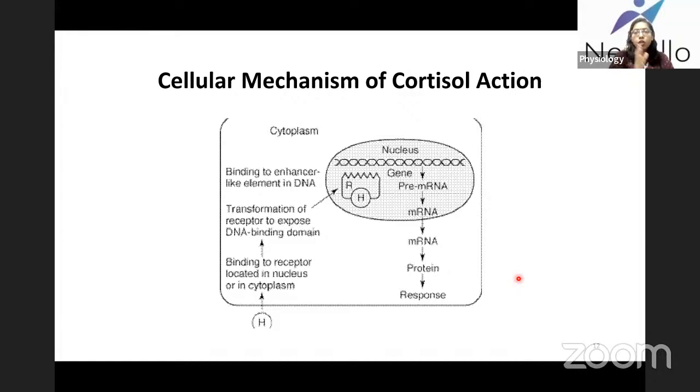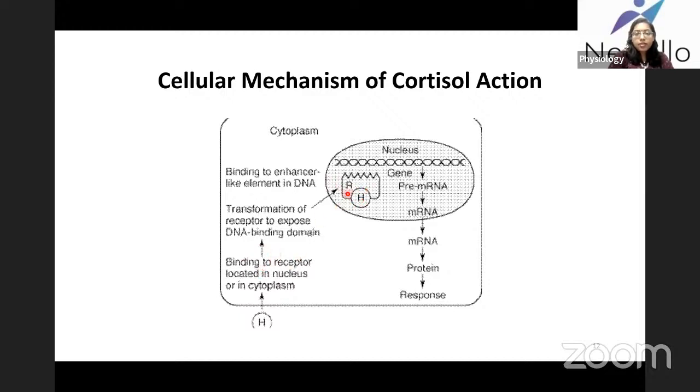So once the cortisol is released from the adrenal cortex, how does it act? Now you all know that cortisol is a steroid hormone. Since it's a steroid hormone, it can easily pass through the lipid bilayer of the cell membrane, so it can easily enter the cell and bind with the receptor in the nucleus.